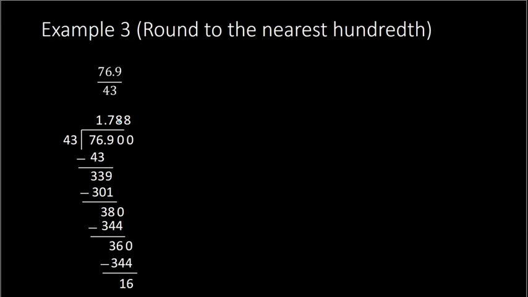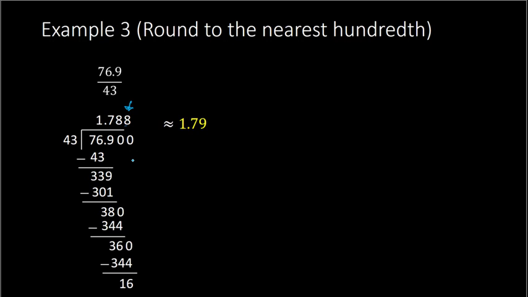So we have 1.788, which we can round to the nearest hundredth place by looking at this thousandth place right here. And that number is 5 or bigger, which means this 8 in the hundredth place rounds up to a 9. So our answer is going to be rounded to 1.79.